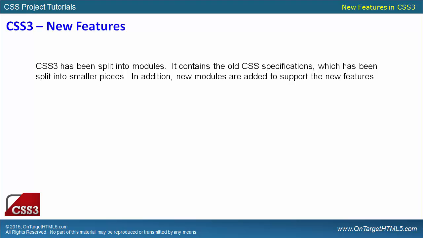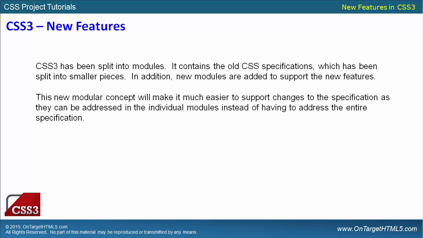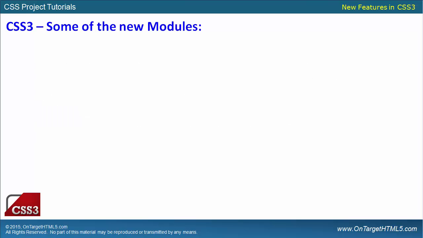CSS3 has been split into modules. It contains the old CSS specifications, which have then been split into smaller pieces. In addition, new modules are added to support new features. This new modular concept will make it much easier to support changes to the specification as they can be addressed in the individual modules instead of having to address the entire specification. This is actually going to make it a lot easier as updates from the W3C to the CSS3 specification are implemented. So let's discuss some of the most important module additions to CSS3.